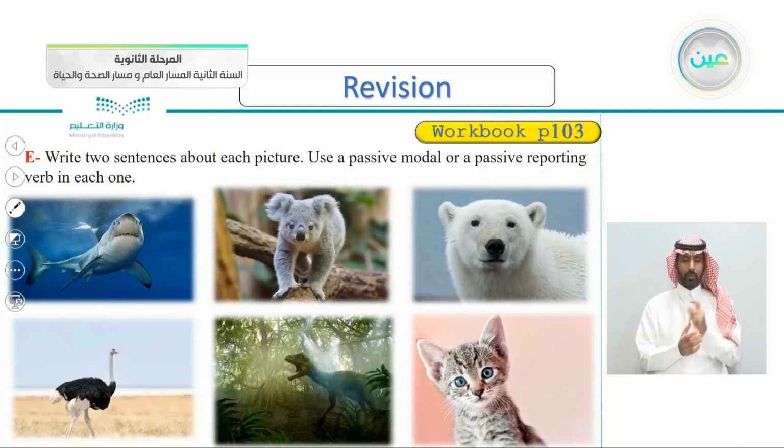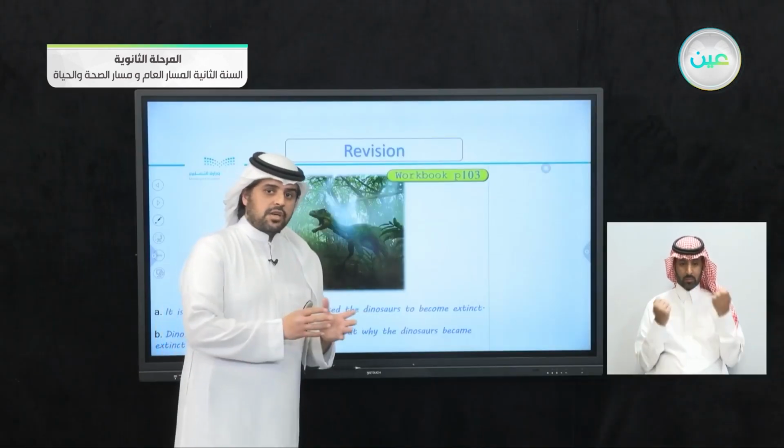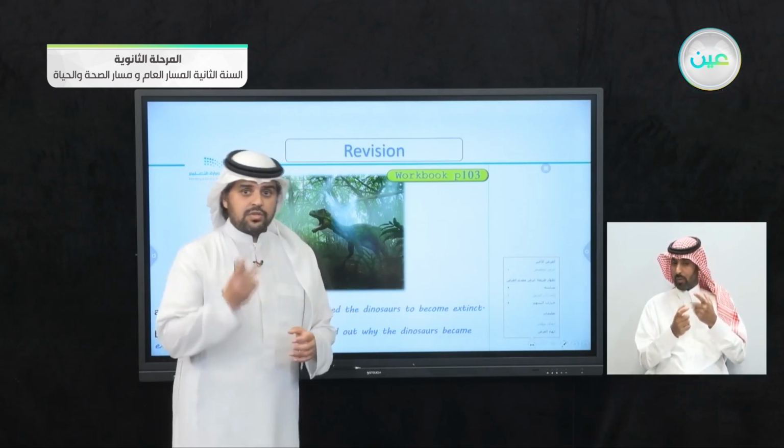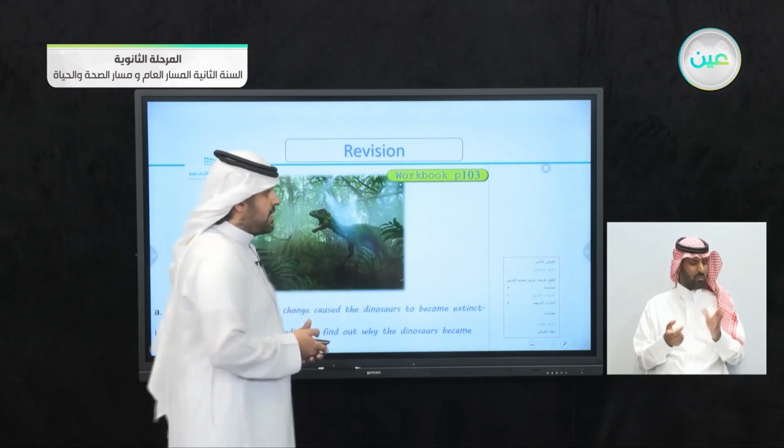Exercise E here. Write 2 sentences about each picture. Use passive modal or passive reporting verb in each one. And the first one is already done for you, the picture of the dinosaur. It is believed that climate change caused the dinosaurs to become extinct. The second one, dinosaur fossils must be studied to find out why the dinosaurs became extinct. So this is an easy exercise. Talk about each picture in 2 sentences, one with the passive form and the other with the passive reporting verb.